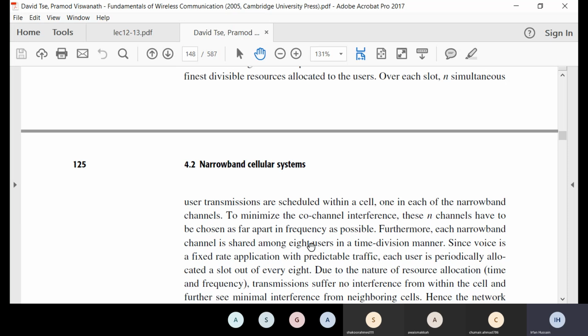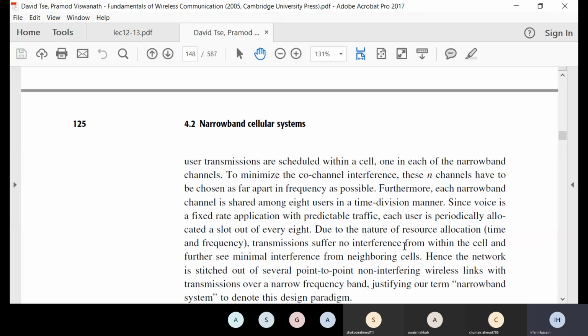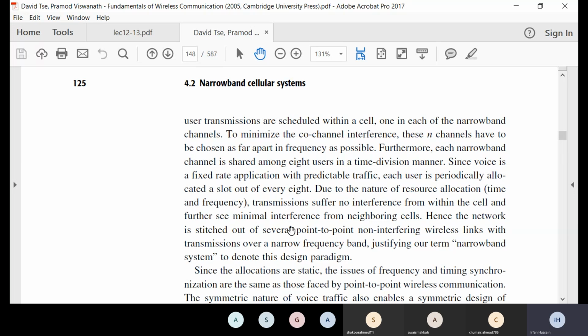We know that each narrowband is shared among 8 users in time division, as in the example of chapter 3. Each user was periodically allocated a slot out of every 8 slots. So we have no interference from within the cell, because first of all, the narrowband channels are far spaced, so they are not causing any interference. Second, within that narrowband, each user has a different time slot.